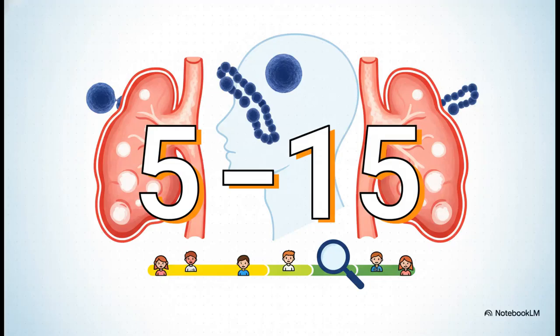Now here's a massive clue for your diagnostic reasoning: age. As a classic high-yield exam fact, I want you to remember the numbers 5 to 15. Group A strep tonsillitis is most common in patients falling exactly into this 5 to 15-year-old age bracket. Basically, if your patient is in this window, your suspicion for GAS should automatically shoot up.